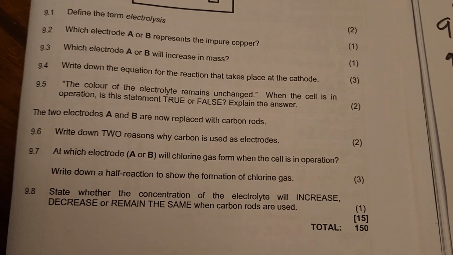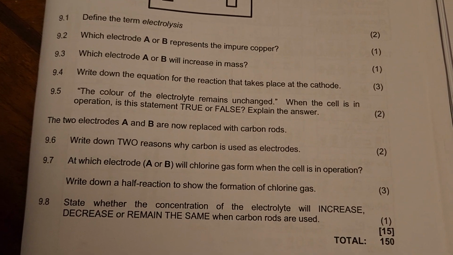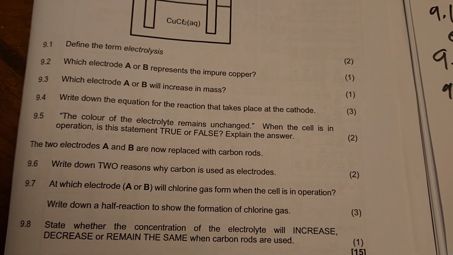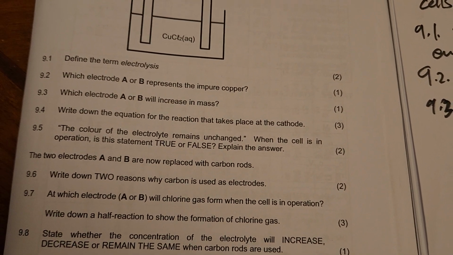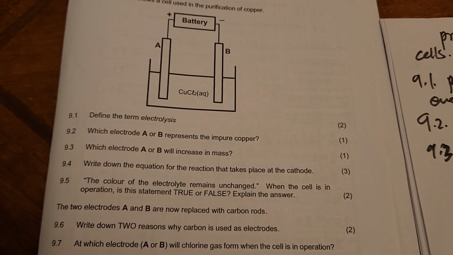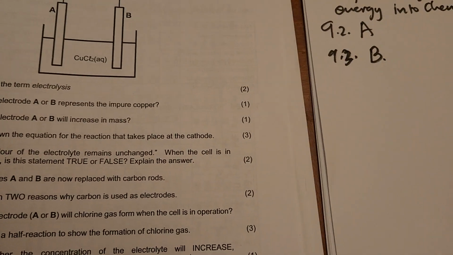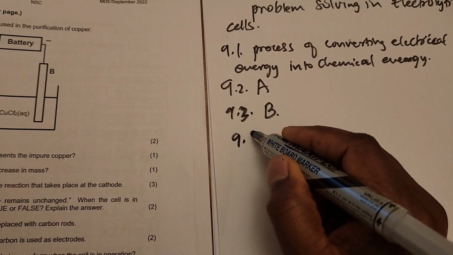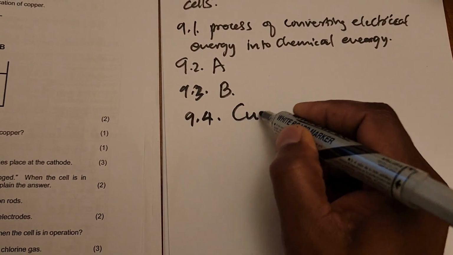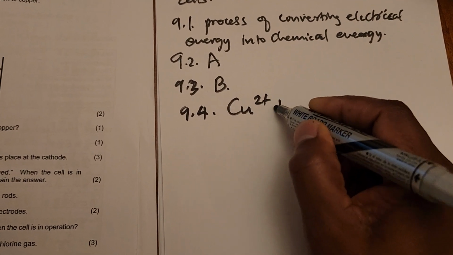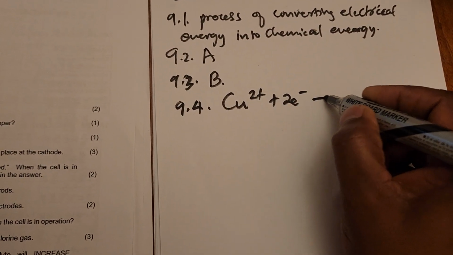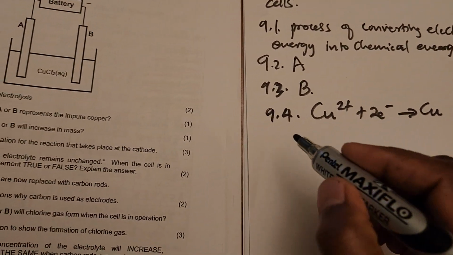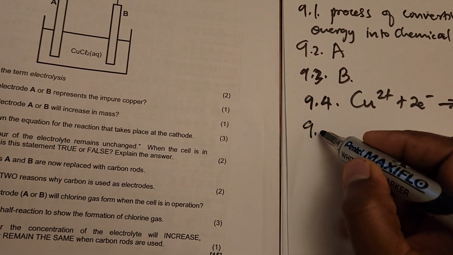That's 9.4. Write down the equation for the reaction that takes place at the cathode. The cathode, that's where reduction takes place, that's where copper will be formed, the solid. Therefore, the reaction happening at the cathode will be where copper ions are reduced to form the layer of purified copper there.